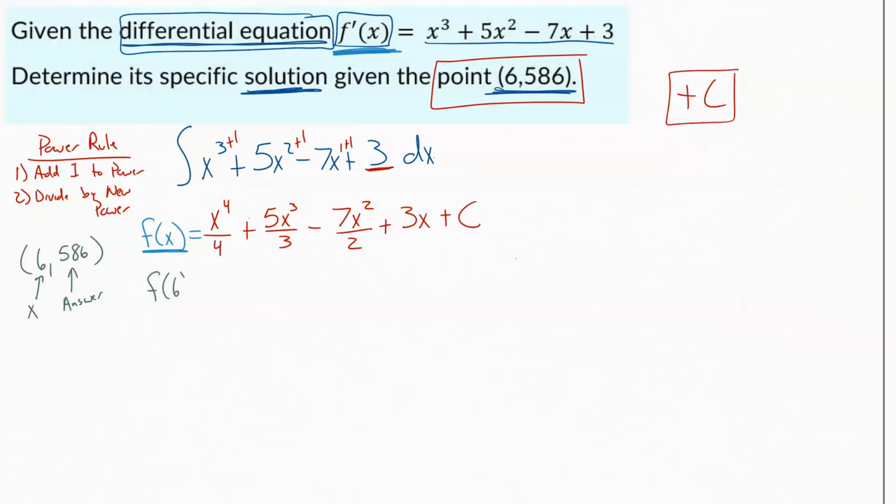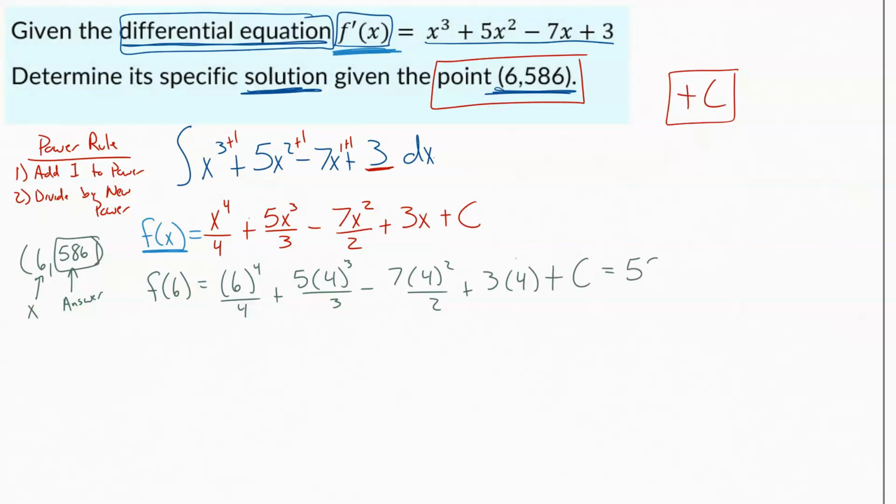We're going to do f of 6. We know that when we plug 6 into this equation, everywhere we see an x, so 5 times 6 to the 3rd over 3, just keep plugging it all in, right? Squared over 2 plus 3 times 6. We know that whatever that math is plus c has to equal the answer of 586.